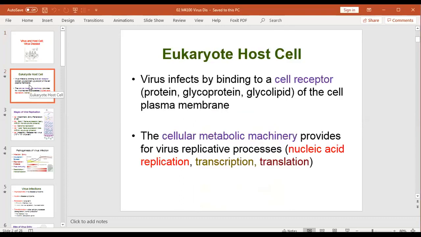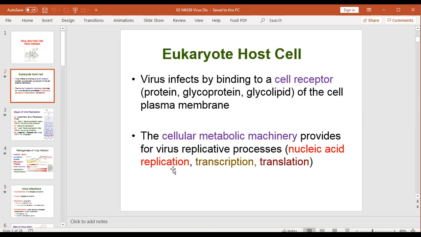Slide number 2, eukaryotic host cell. In general, viruses can infect a host cell by initially binding to a cell surface receptor of the host cell. Cell receptors are located on the plasma membrane of the host cell and are protein, glycoprotein, or glycolipid in nature.